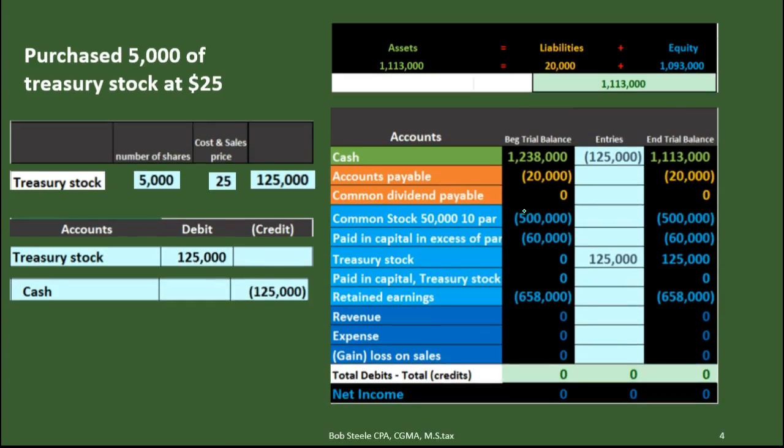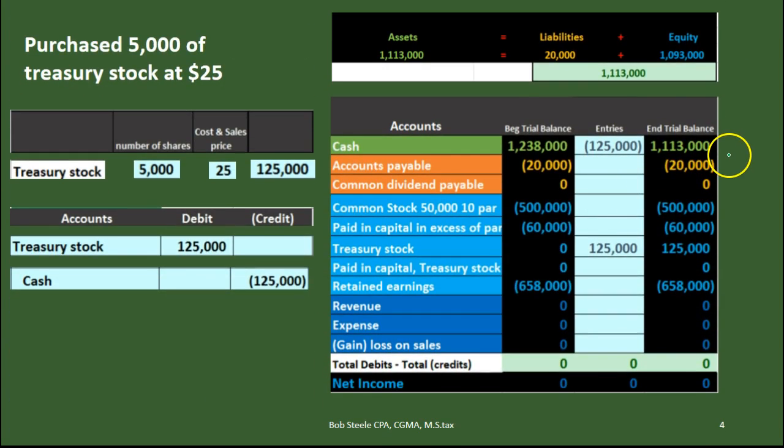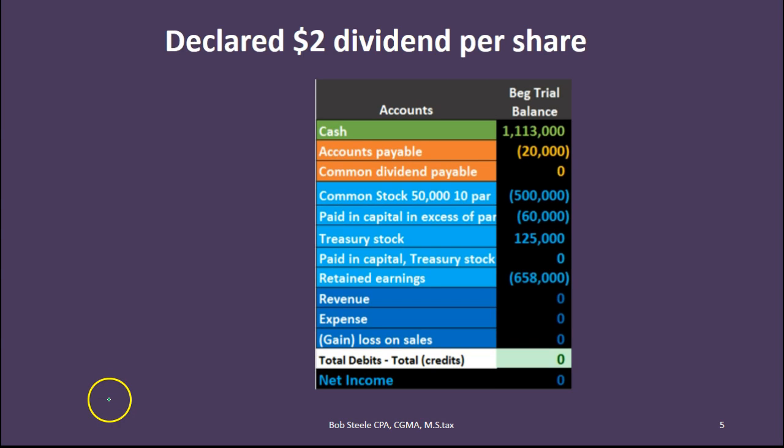So if we were to look at the full trial balance, pull over all the numbers, we would have the effect here. Cash is going down. Treasury stock's going up. What does that do to total equity? It, of course, brings total equity down, being this plus this minus this plus this would be the total equity that we're talking about here. And let's take a look at the next transaction.